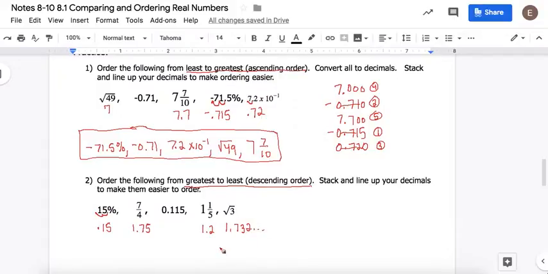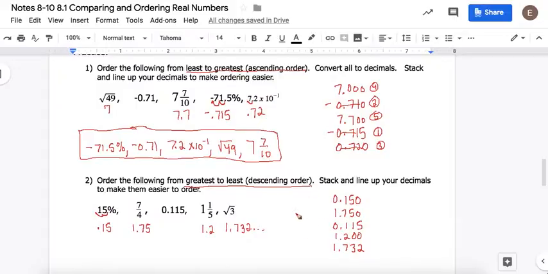Dot, dot, dot. Okay, now let's line them up. So we have 15 hundredths, drop a 0 in front. We have 1 and 75 hundredths, 115 thousandths, 1 and 2/10, and 1 and 732 thousandths. Okay, we can drop zeros here, and here, and here.